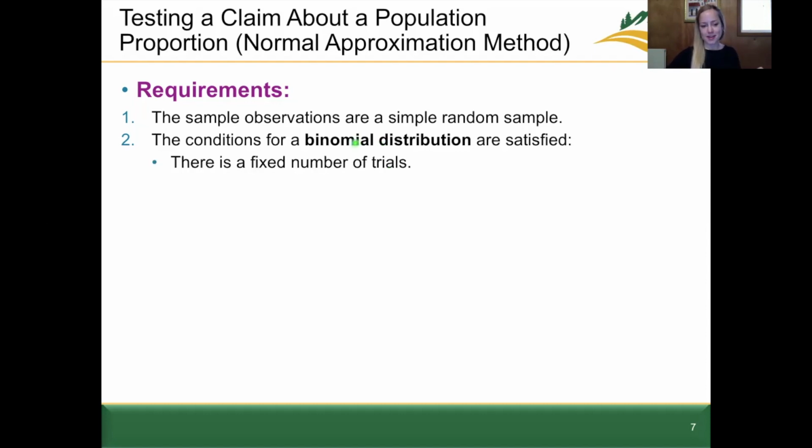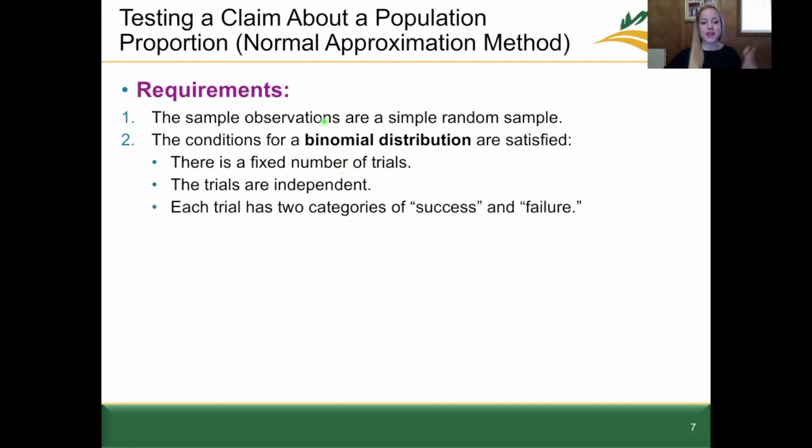Let's cover them again here. So there's a fixed number of trials. The trials are independent of one another. So for example, the outcome of the first trial would not impact the outcome of 100 trials later.